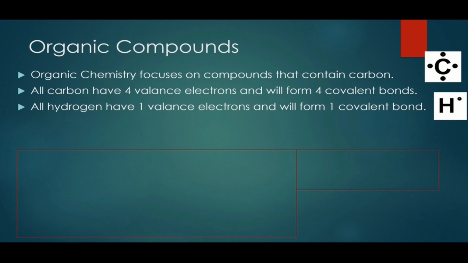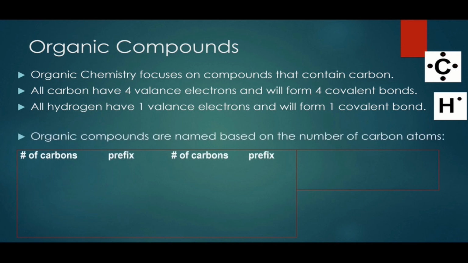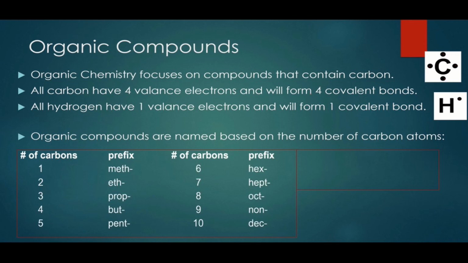Another common atom you're going to see in organic compounds is hydrogen. Now recall that hydrogen has only 1 valence electron and is only going to form 1 covalent bond. Organic compounds are based on the number of carbon atoms that they contain. So when we're naming them, we have to know these prefixes.